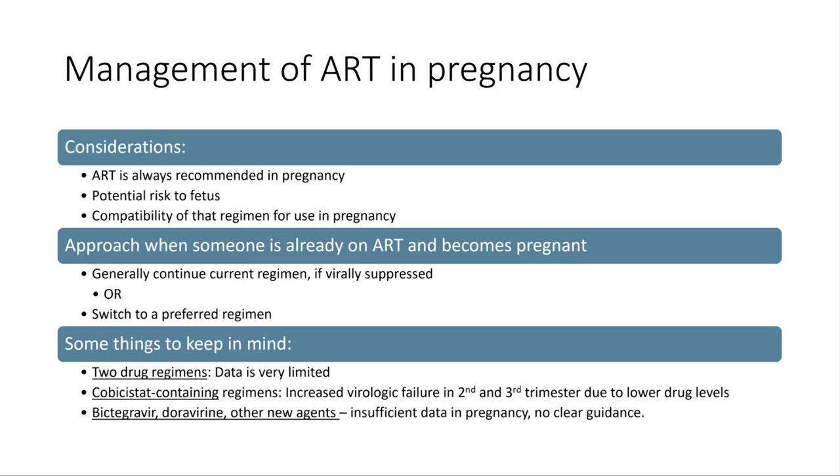And some of the topics, as I mentioned and was getting at with that question, things that make people wary are things like 2-drug regimens have very limited data in pregnancy. Most people would probably not recommend those. Cobicistat-containing regimens have had increased virologic failure in later trimesters due to lower drug levels and the pharmacokinetics of pregnancy. And then our new agents like bictegravir, doravirine, there's insufficient data in pregnancy and no clear guidance whether to continue or switch. Again, if someone was on that and got pregnant, I think most of us would probably just continue. They're doing well. But that is the actual recommendation in the guideline.